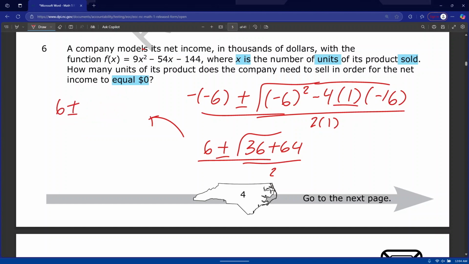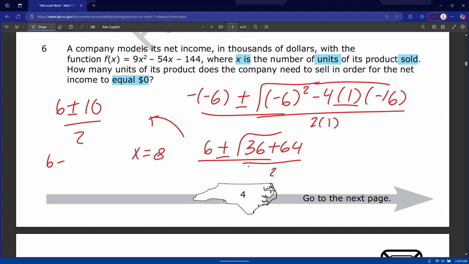6 plus or minus 10, divided by 2. Now, you can do it either way, but let's start with adding first. So it's 6 plus 10 equals 16, divided by 2. x equals 8, because 16 divided by 2 is 8. Okay, now let's subtract.